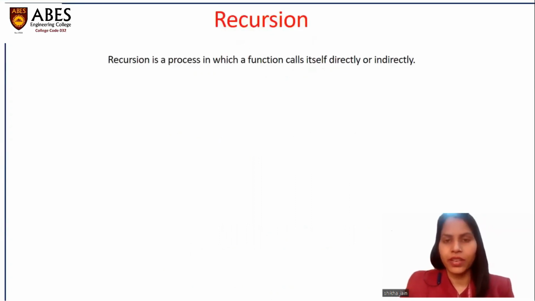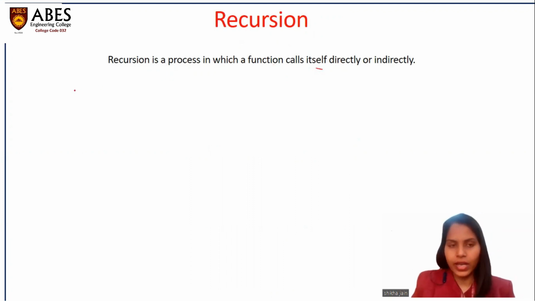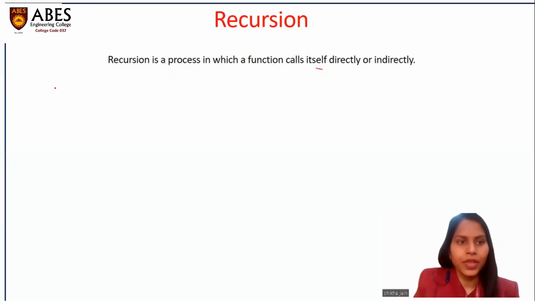Recursion is a process in which a function calls itself directly or indirectly. Means when a function calls itself, then we say it is the process of recursion. Now I'll take one example and see how recursion works.